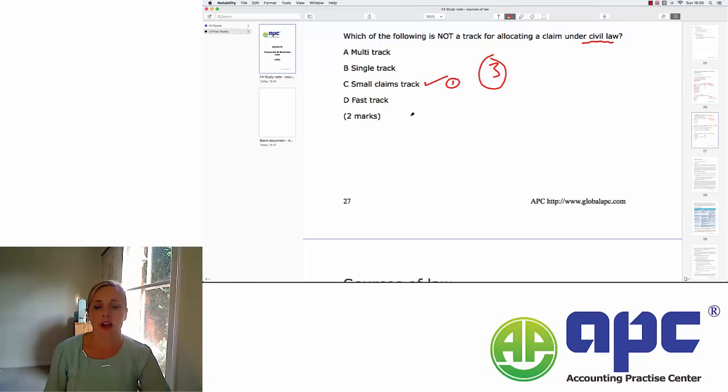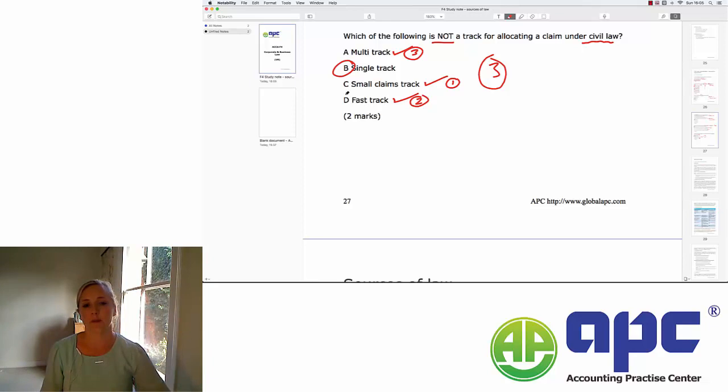If your claim is between £10,000 and £25,000, and again is not too complicated, then the courts are likely to allocate it to the fast track. So that is also one of the tracks under the civil law system. The more complicated ones that are going to take up a lot of the court's time, that are higher in value and complexity and probably need expert evidence, will be allocated to the multi-track. So that's the third of our tracks under civil law. So in terms of finding out the answer, which is which of the following is not a track, the answer is B. There's no such thing as the single track in English civil law.